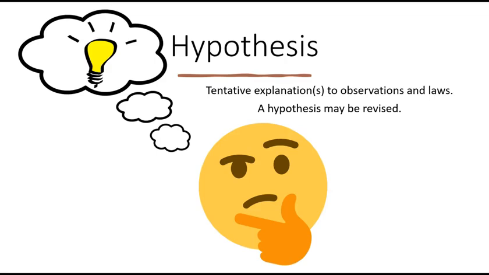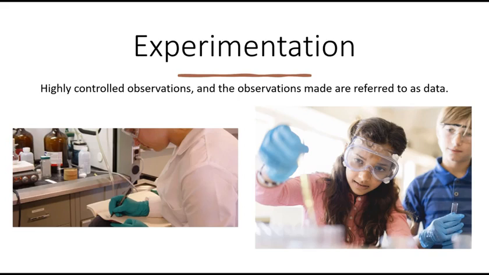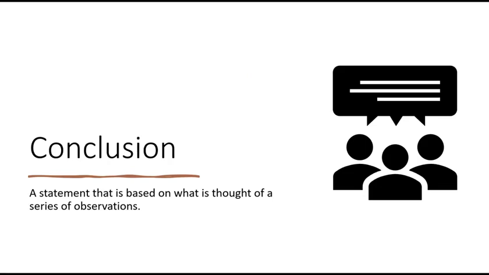A hypothesis is a tentative explanation to observations and laws. A good hypothesis may be revised. Experimentation itself is highly controlled observations, and the observations made are referred to as data. A conclusion is a statement that is based on what is thought of a series of observations.